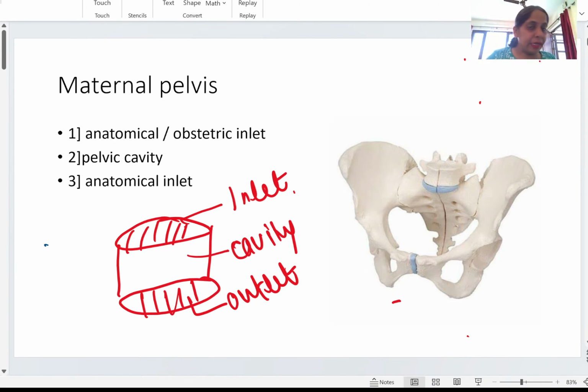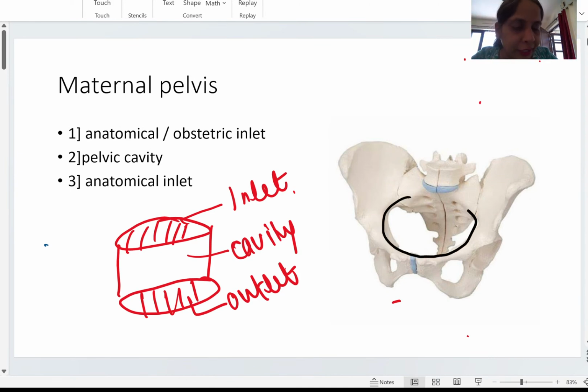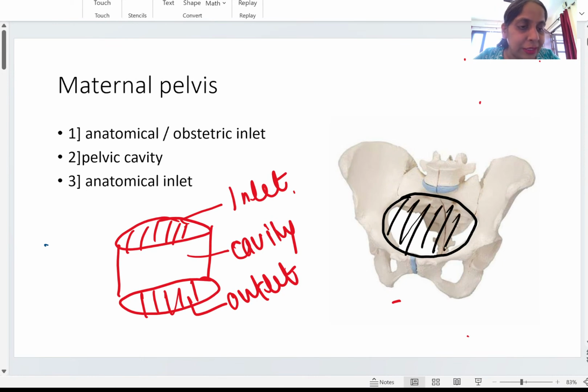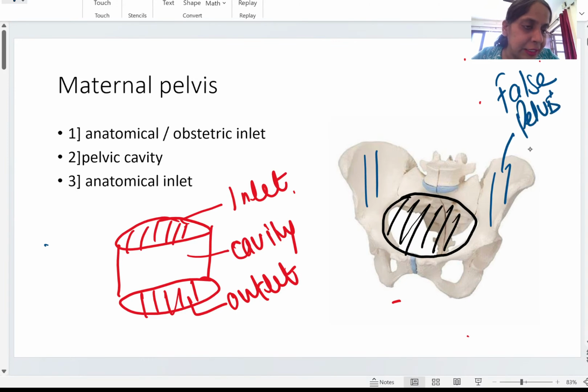Now similarly, here is our original pelvic cavity. As you can see, this is the inlet. You have to draw the circle just above the pubic symphysis. And this is the inlet. What is this pelvis which is above this? This is the false pelvis, which mainly consists of two alae. Now type in the chat box.